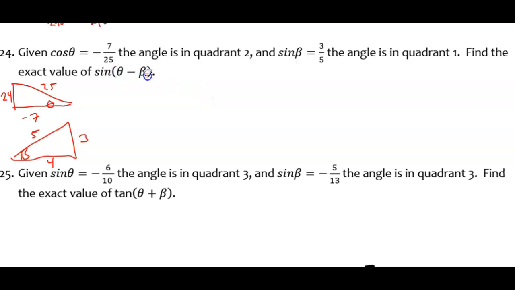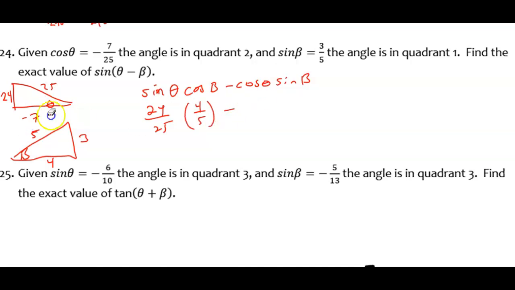So find sine of theta plus beta. That is sine of theta, cosine of beta, minus cosine of theta, sine of beta. So sine of theta is opposite over hypotenuse, 24 over 25. Cosine of beta is adjacent over hypotenuse, so 4 over 5. Cosine of theta is negative 7 over 25. And sine of beta is 3 over 5.